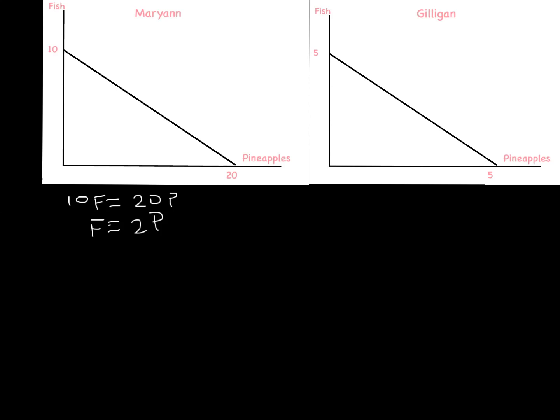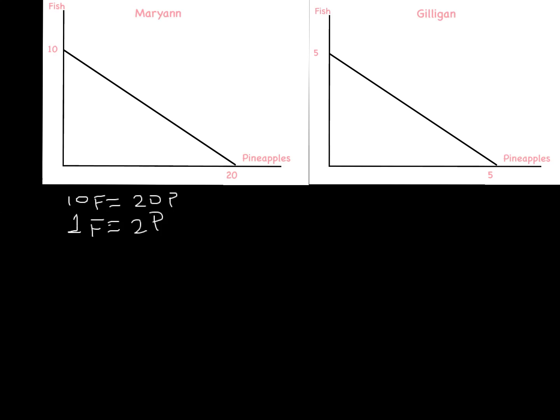The opportunity cost of producing 1 fish is not producing 2 pineapples. Every time Marianne produces a fish, she's giving up 2 pineapples. So a fish, in that sense, costs Marianne 2 pineapples. All right, what about Gilligan?